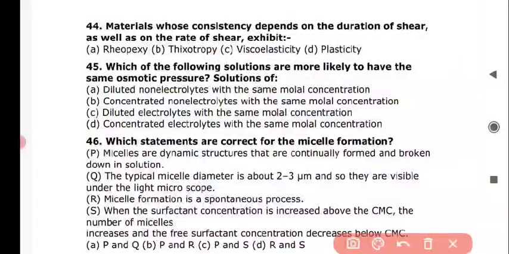Next question is, materials whose consistency depends on the duration of shear as well as on the rate of shear exhibit, and the correct answer is option B, thixotropy. Next question is, which of the following solutions are more likely to have the same osmotic pressure? Solutions of, and the correct answer is option A, that is diluted non-electrolytes with the same molar concentration.